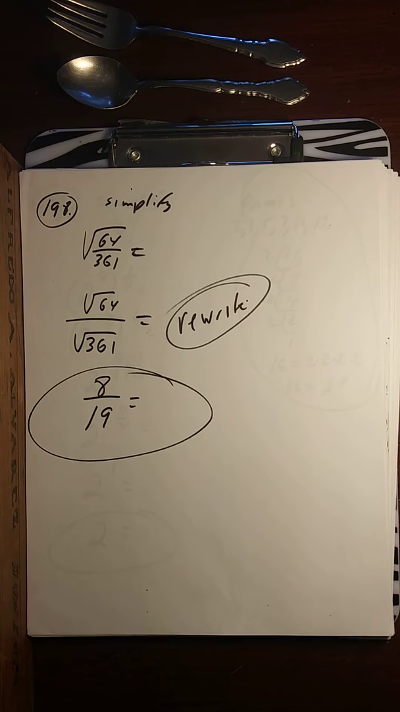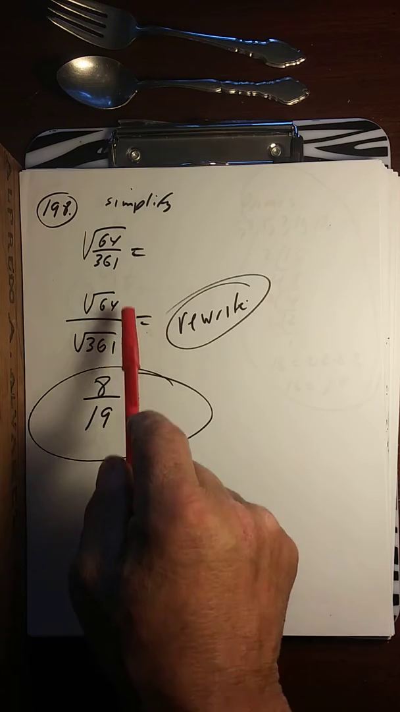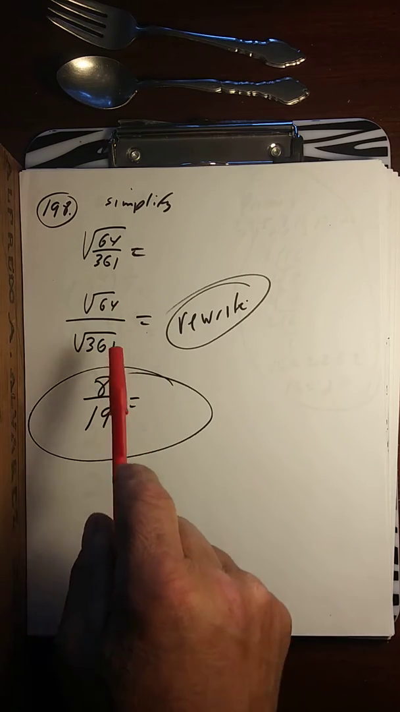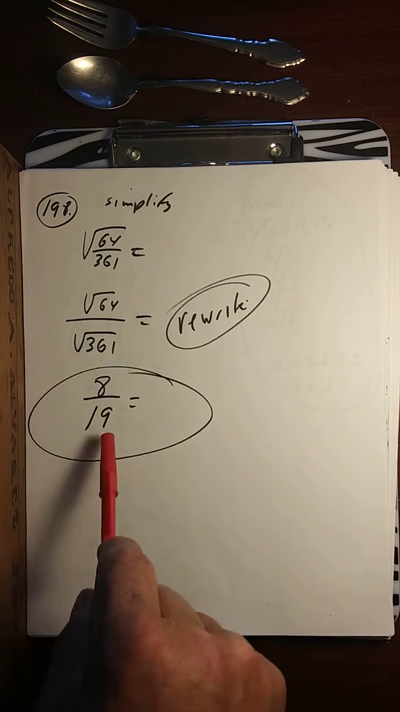Find the square root of 64 over 361. Break it up into two fractions. A fraction, top and bottom. Square root of 64 is 8 and square root of 361 is 19.